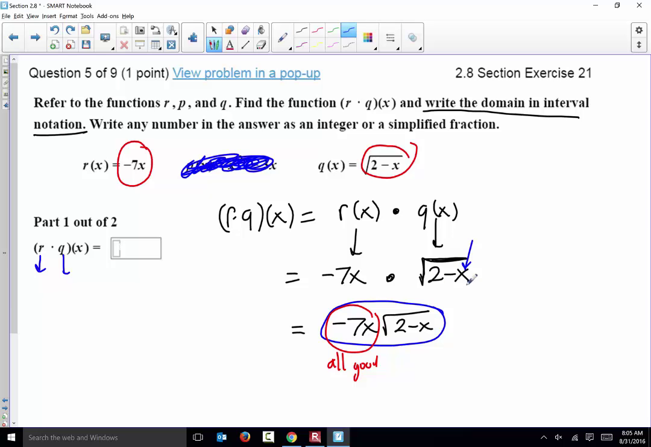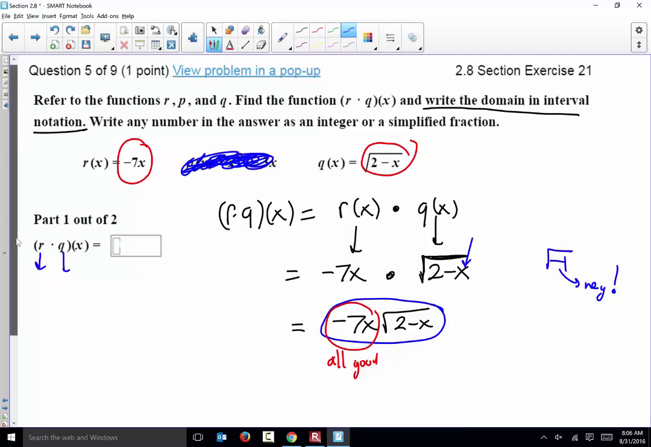3, for example. What is 2 minus 3? Negative 1. Can you compute square root of negative 1? We cannot take square root of negative numbers. Negatives are bad. So 3 is bad, 4 is bad, 5 is bad, 1 million is bad. So we need to find all those bad values and compute the good ones.